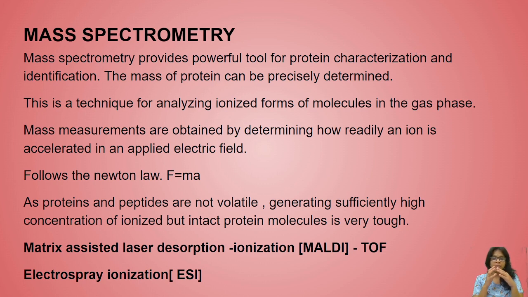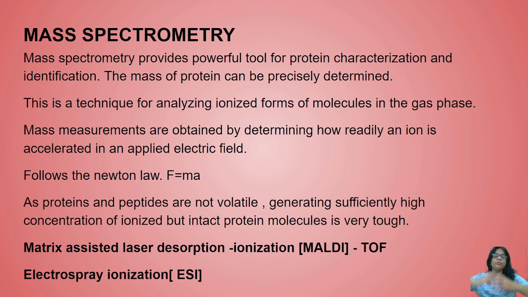See, the main basic principle involved in spectrometry is how, in the presence of an electric field, the ions move based on their mass. What is the acceleration of that particular ion in the presence of an electric field? You all know that proteins and peptide molecules are not volatile, right? You can't transfer them into a gaseous phase, because mass spectrometry is mainly based on that.